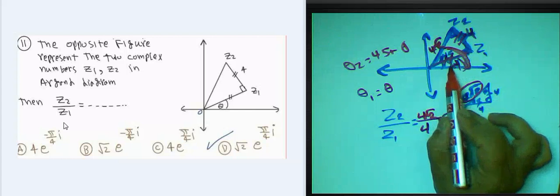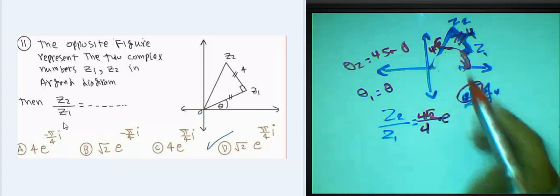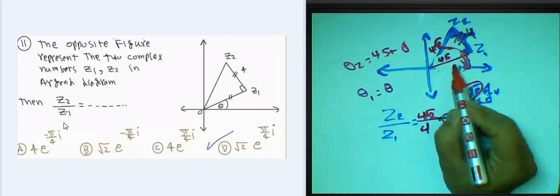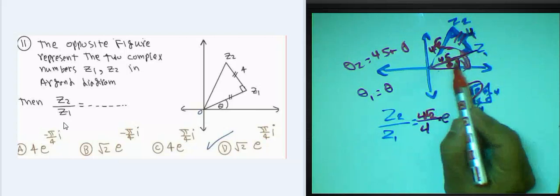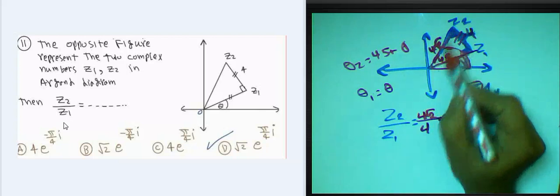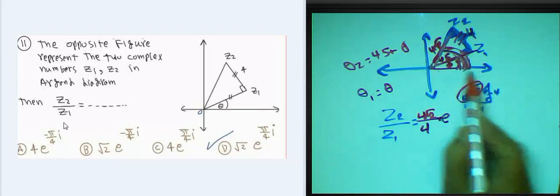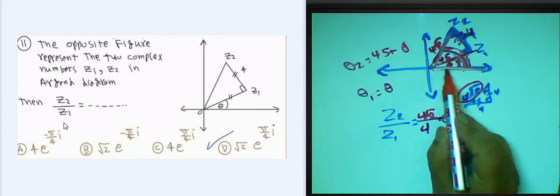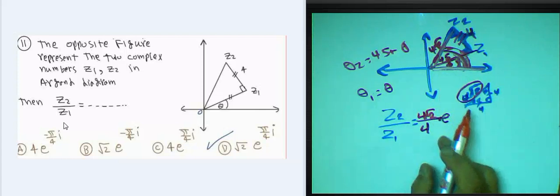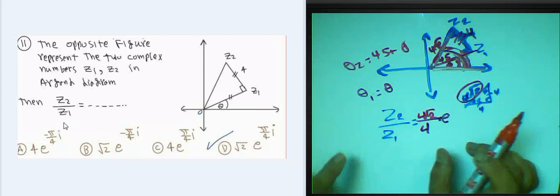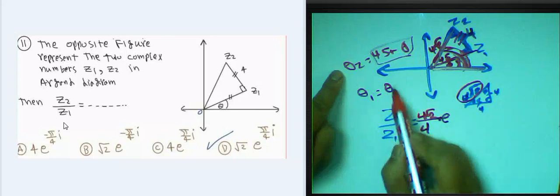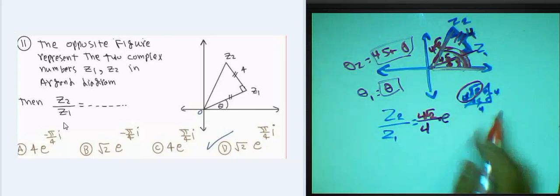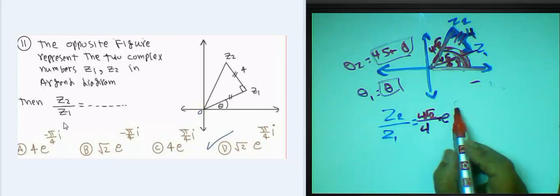Understood? Theta here and 45. Look here: this angle is 45 and this angle is theta. The angle of Z1 is theta. The angle of Z2 is the whole angle to the original side, theta plus 45. When we divide them, we must subtract theta 2 minus theta 1. Then 45 plus theta minus theta is 45. We write 45 here, which means pi over 4.